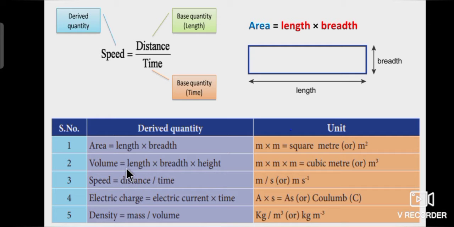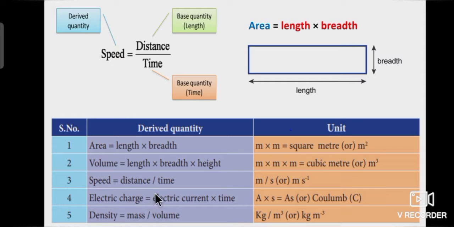Then volume is equal to length into breadth into height. Then unit of volume is cubic meter. Then speed is equal to distance divided by time. Then unit of speed is meter per second.